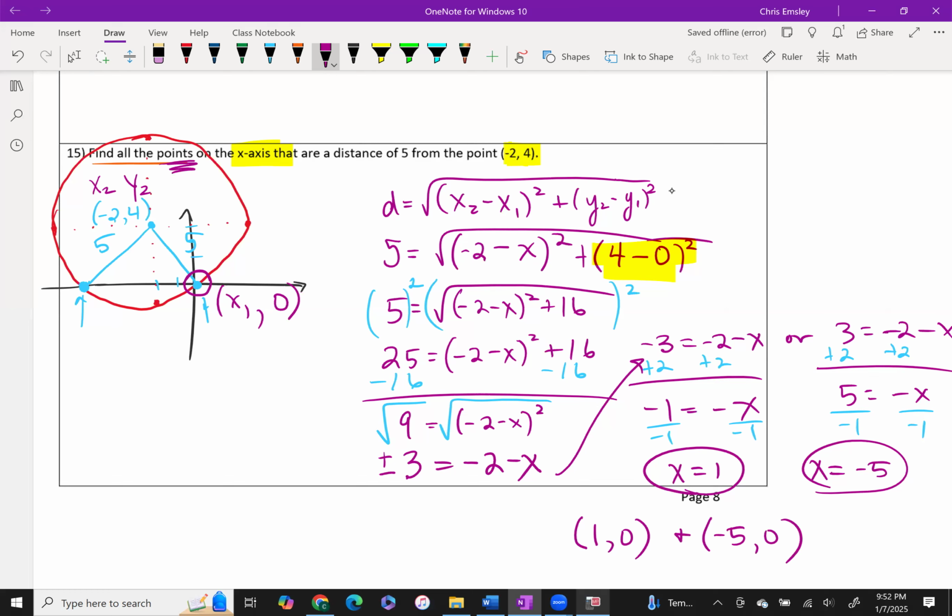And if you go back and look at our graph, you can see, again, my circle wasn't perfect, so this one doesn't look quite like 1, 0, but that's what we found here. And over here is the -5, 0. So there's our 2 points. Okay, we're going to do another one. And this is our last one for this section.